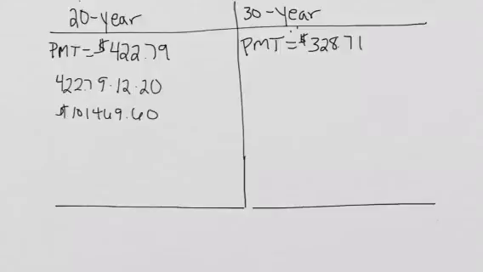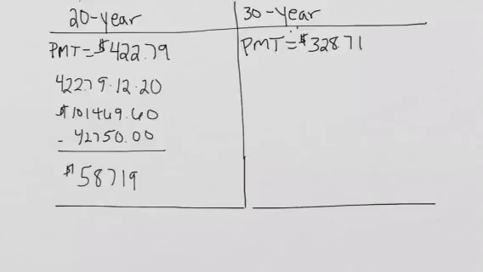$101,469.60. Now remember, we only had to borrow $42,750. And so if we subtract these two amounts, that's going to leave me with my interest of $58,719.60. So on the 20-year option, you wind up paying $58,719.60 in interest.